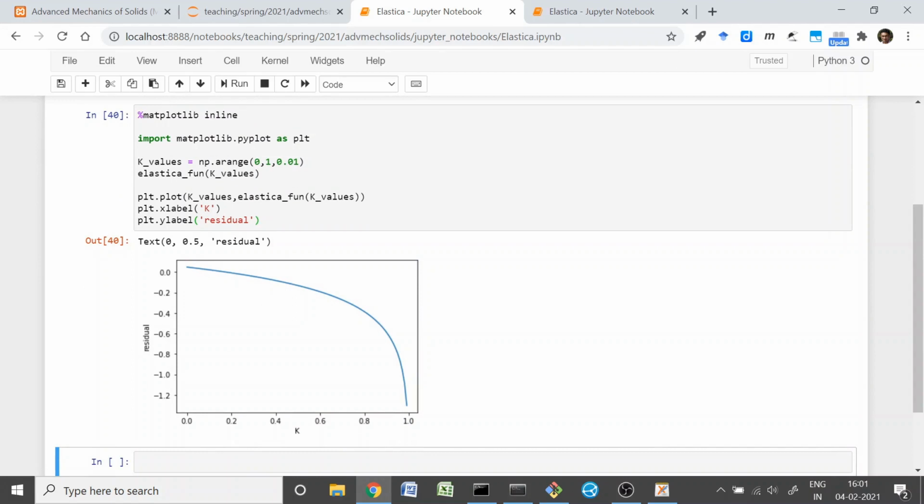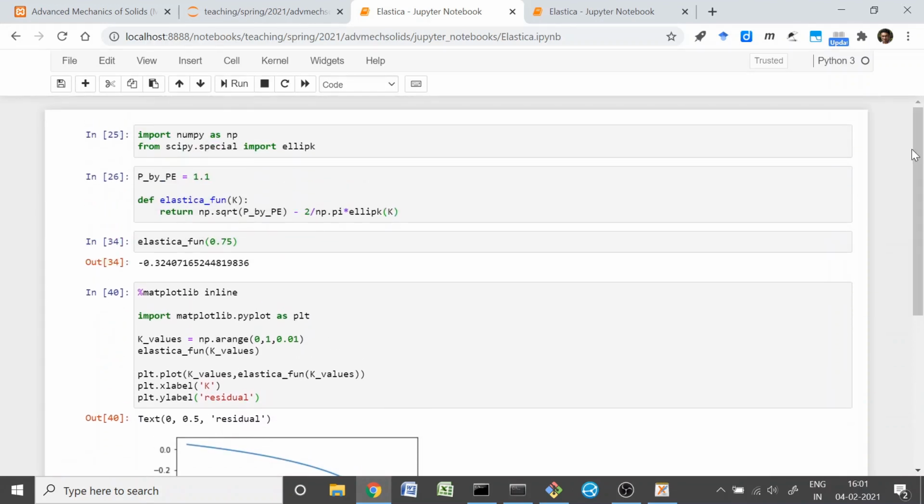Please note that these values of the Elastica function that we are obtaining correspond to our choice of P by P Euler, this particular ratio. That is very, very important to note. All right.